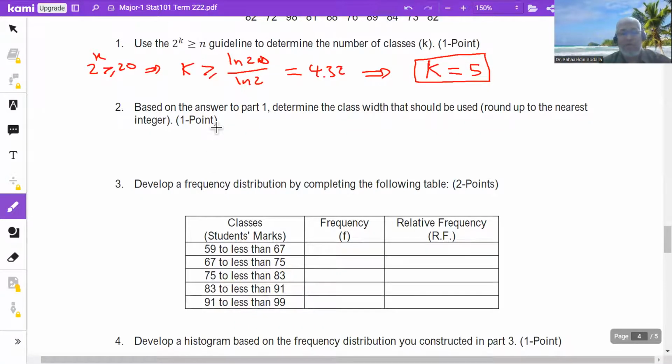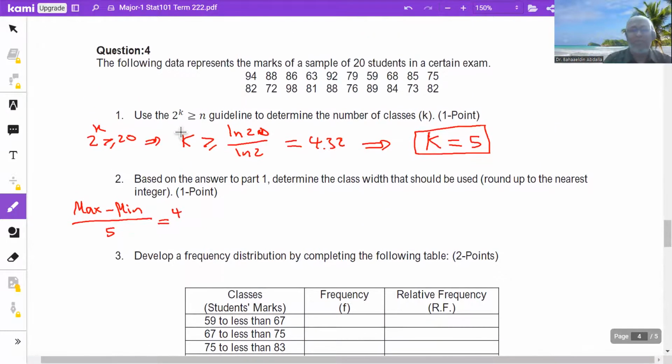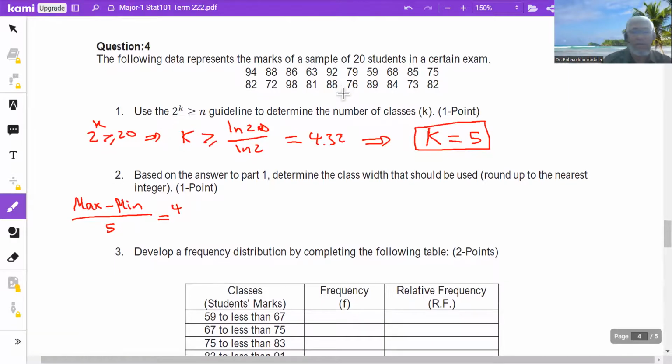Based on the answer to part 1, determine the class width. Well, to determine the class width, we need to find the maximum minus the minimum and divide that by the number of classes, which is 5. So the maximum, what is the maximum here? 98. Yeah, 98 is the maximum. What is the minimum? 59.